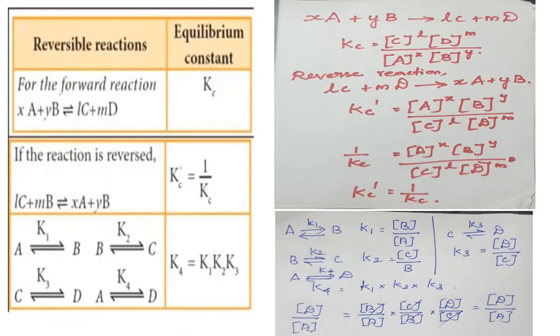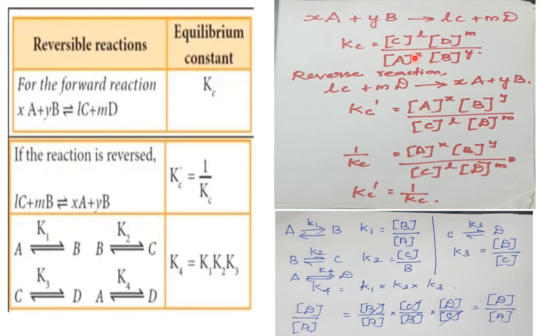Next is how to write the equilibrium constant for these reactions. Reversible reactions, right? So first the forward reaction is given. For this forward reaction, the reaction given is xA plus yB gives lC plus mD. So what is the equilibrium constant for this reaction? Kc. So how to write Kc? For the forward reaction, we identify the reactants and the products. Products will come in the numerator.